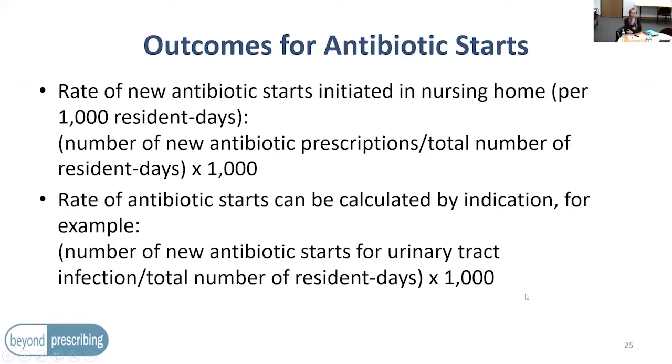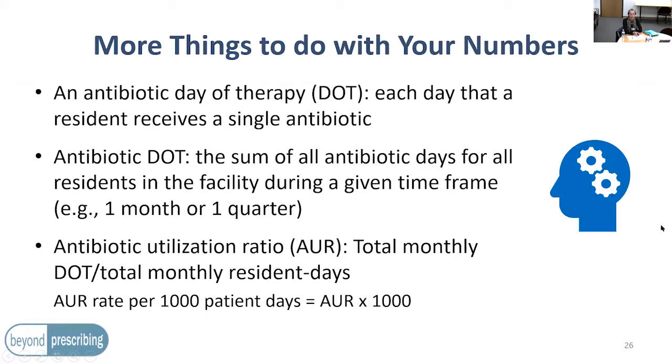Okay. So we could talk about how many new starts are initiated per 1,000 resident days, which is the number of new antibiotic prescriptions per total number of resident days. We could talk about how many antibiotics are just for urinary tract infection over the resident days, and just focus on one condition, for instance. Next slide.